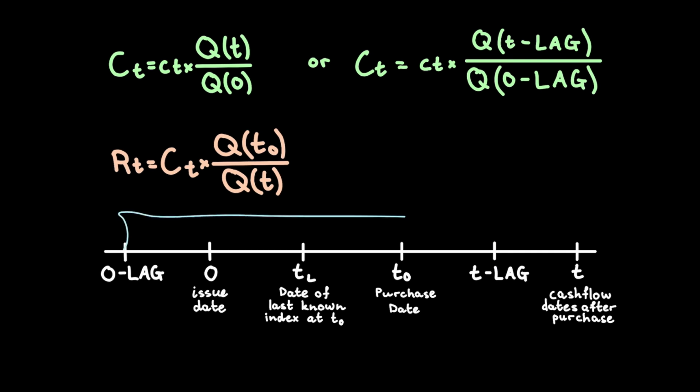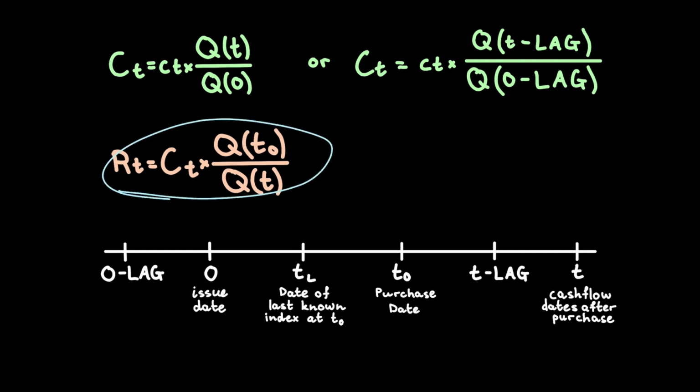But in our case, we do that by dividing by the index that was at t naught minus lag, and then we multiply it at t minus lag to move it along further t distance into the future. Okay, so then what is our real value? Why are we dividing by q of t, and why are we multiplying by q of t naught? So q of t is the index that occurs at time t.